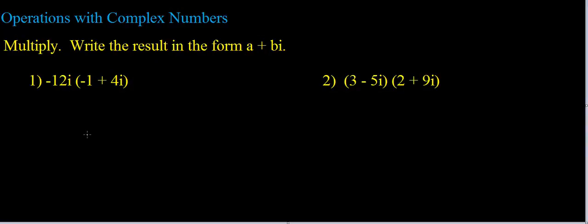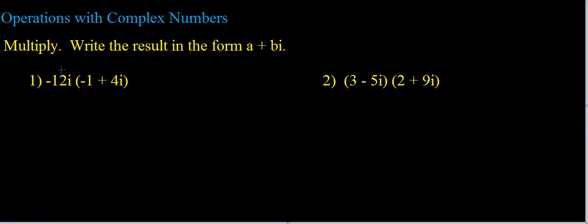Let's do example 1. For example 1, I have an imaginary number outside the parentheses, and inside the parentheses, I have a complex number. So this complex number is made up of the real part and the imaginary part, and we're multiplying by this imaginary number. So we're going to use the distributive property just like always when working with real numbers.